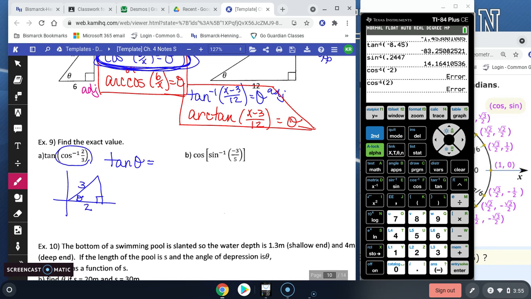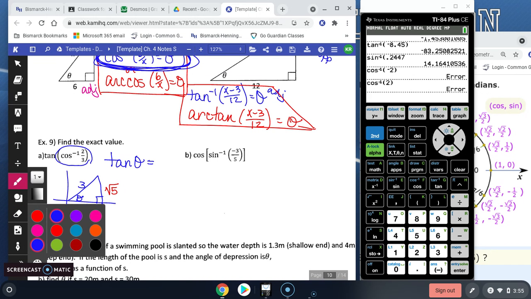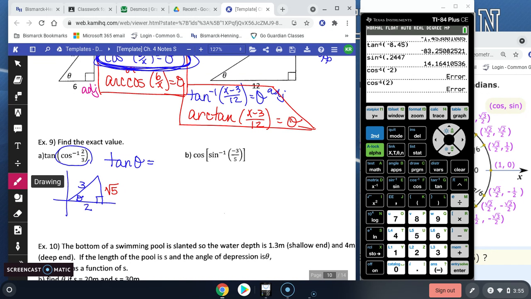In order to do that, we're going to need the Pythagorean theorem, and you're going to find the missing side, which is root 5, because tangent is opposite over adjacent. To complete this tangent of theta statement, you need that opposite side. So this becomes root 5 over 2. This is your answer. The tangent of that angle measure is root 5 over 2.